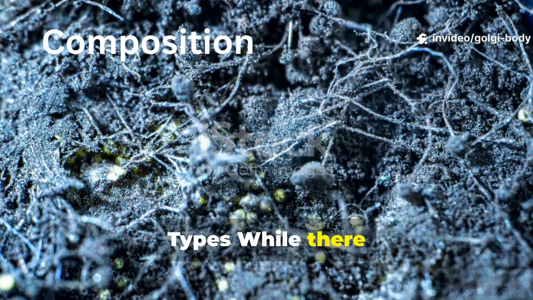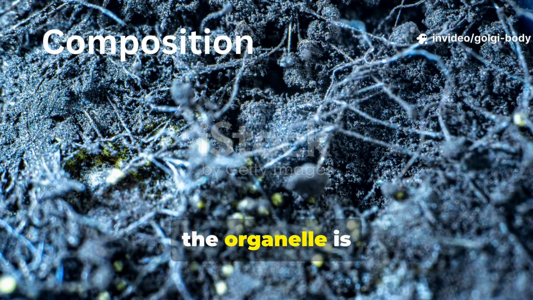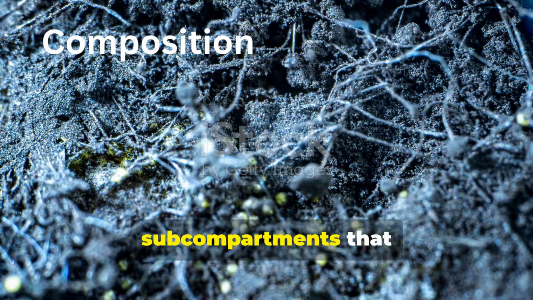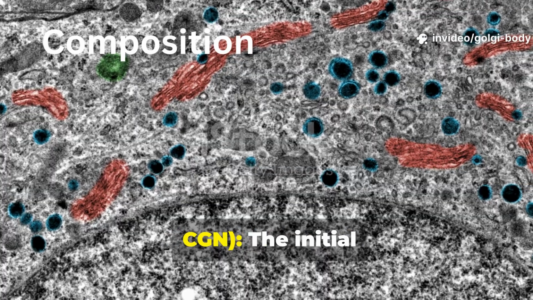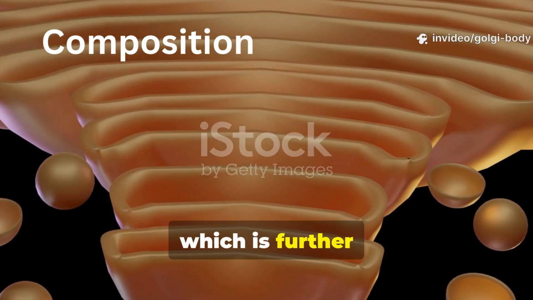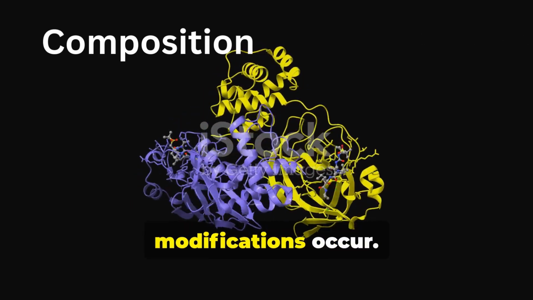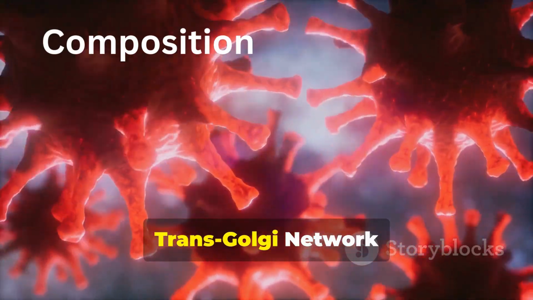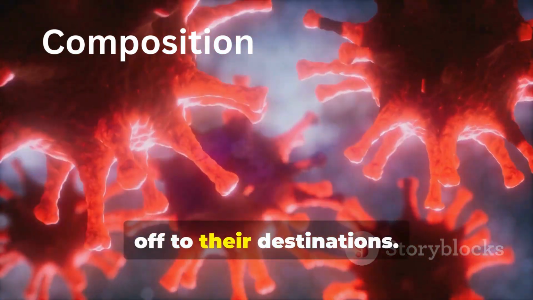Types. While there are not different types of Golgi bodies in the sense of fundamentally different structures, the organelle is often divided into 4 functionally distinct regions or subcompartments that represent the stages of protein and lipid processing. Cis-Golgi network, CGN, the initial receiving compartment. Golgi stack, the central part of the Golgi, which is further divided into medial Golgi, the middle cisternae where most of the metabolic modifications occur. Trans-Golgi, the cisternae closer to the exit face. Trans-Golgi network, TGN, the final sorting and distribution hub, where vesicles bud off to their destinations.